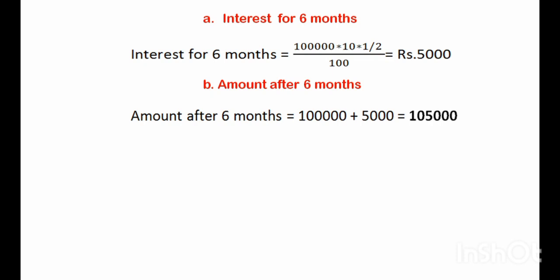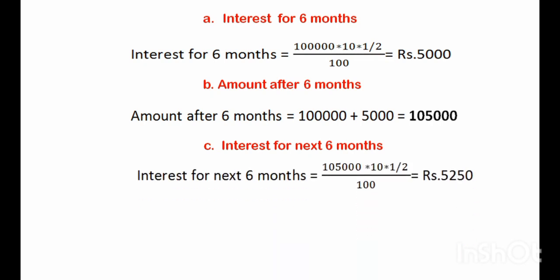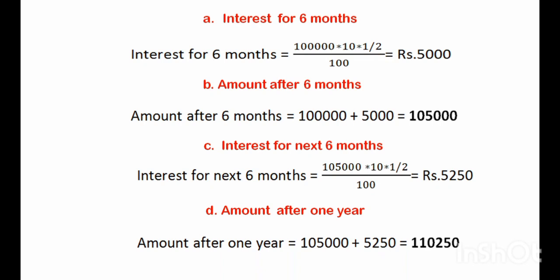After that, interest for the next 6 months. Same thing. Take the principal as 1,05,000 into the rate, into T. In the place of T, you have to be careful. Half gives 5,250. What they have asked is the amount after 1 year, which means 6 months plus 6 months, so totally 1 year has happened. So we'll get the answer as 1,05,000 plus 5,250. So what will be the answer? 1,10,250 rupees, which is the answer for this question.